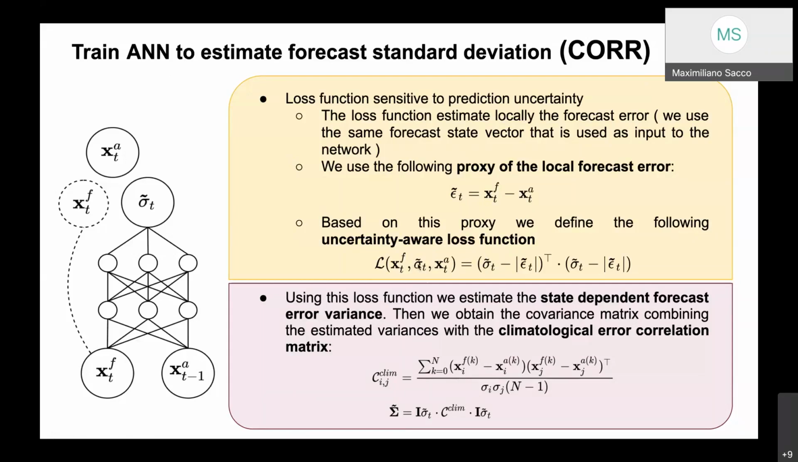Once the network is trained this way, it gives us an estimate of the standard deviation that, combined with the climatological correlation, finally gives us the covariance matrix. So in this experiment we estimate the standard deviation of the system, and using the climatological correlation matrix, we obtain the covariance.